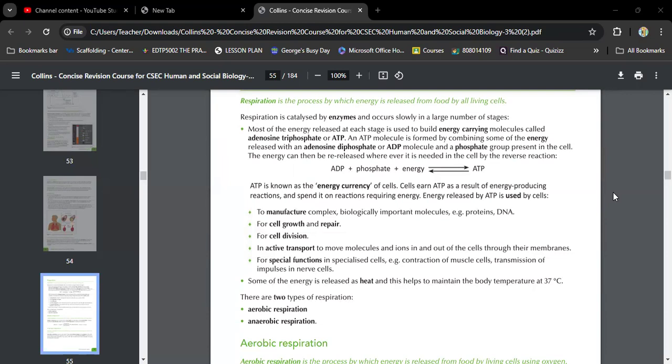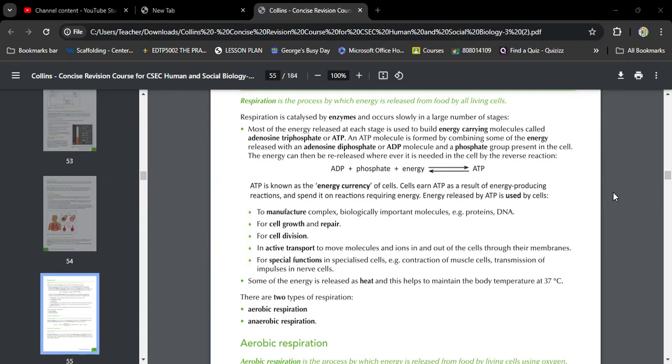Most of the energy released at each stage is used to build energy carrying molecules called ATP. ATP stands for adenosine triphosphate. It's a very fancy chemical term, but you can just put ATP, and anybody who knows about respiration would know exactly what ATP means. An ATP molecule is formed by combining some form of energy released from an adenosine diphosphate, or ADP, molecule and a phosphate group present in the cell.